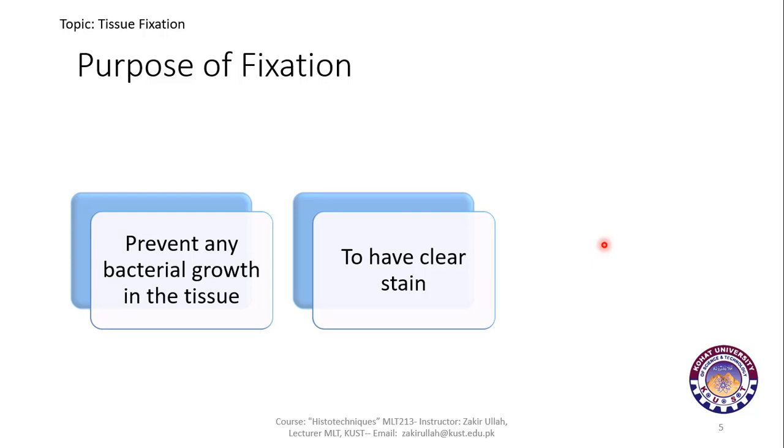One important purpose of tissue fixation is to have clear staining, because before microscopic examination the tissues are stained with hematoxylin and eosin staining. For that staining purpose, proper fixation is important. Therefore, the tissue is fixed before processing.